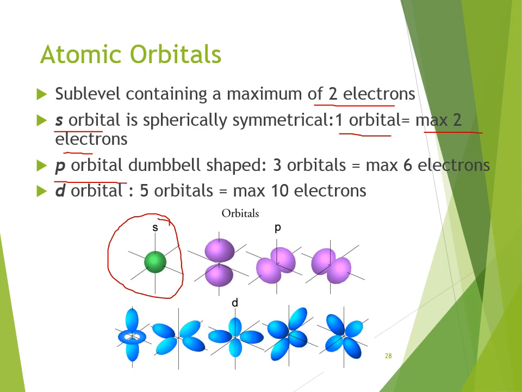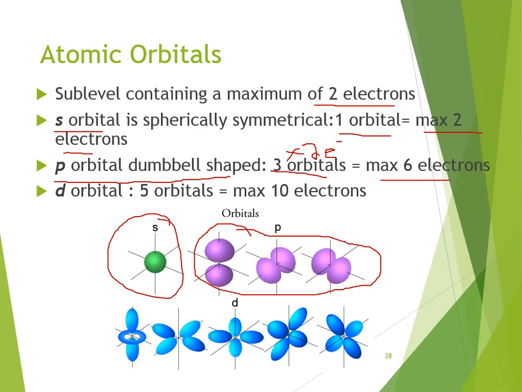Looking at the p orbital, it is dumbbell shaped, looks kind of like a peanut, represented by these 3 purple orbitals here. So notice the p section has 3 orbitals. Since each of those 3 orbitals can hold 2 electrons, that means that the p section can hold a max of 6 electrons.